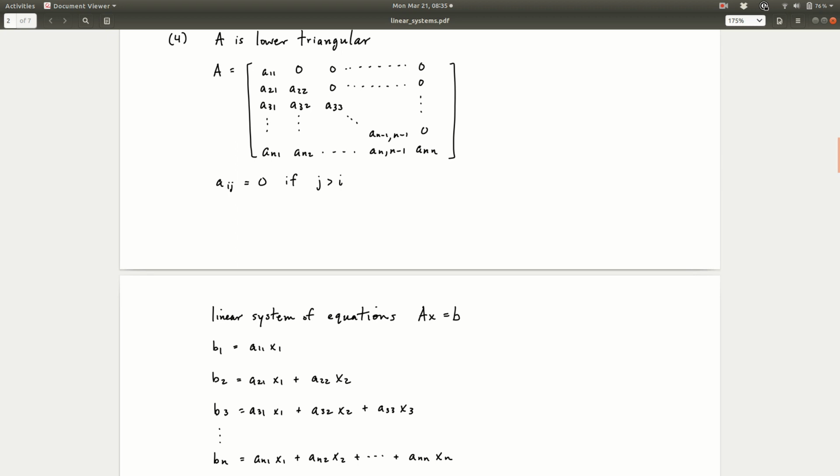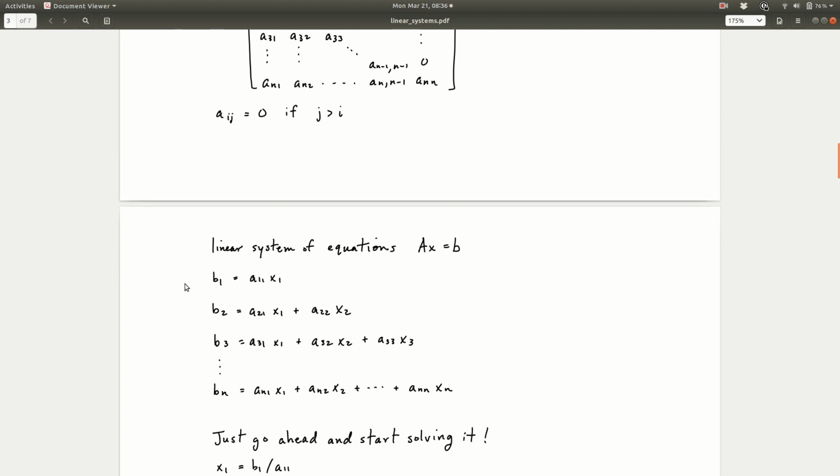And you can see what happens as you move down each equation. You're going to get one additional term, and the one additional term is going to involve a new x, multiplied by the diagonal entry times the new x. So let's just do b3. You'll get a31 x1 plus a32 x2 plus the new x, which is a33 x3, and that's equal to b3. So that's here. And the very last one, you get all of the x's multiplied by an a.